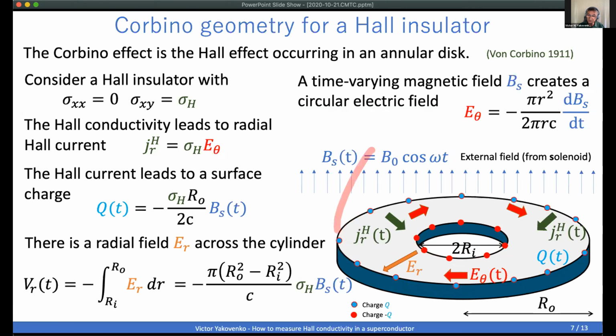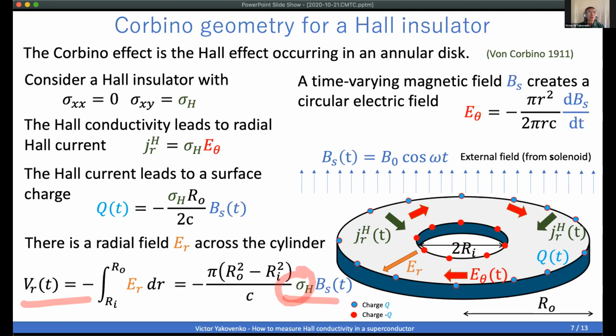So the experiment measures the voltage between the inner and outer part of the sample in response to the oscillating magnetic field. And that's basically the formula. In this way, you can extract the Hall conductivity. So that's, in principle, a well-known method.